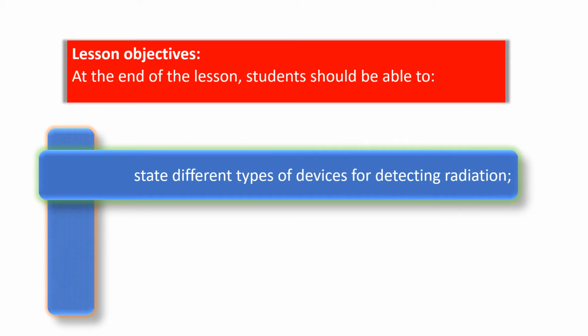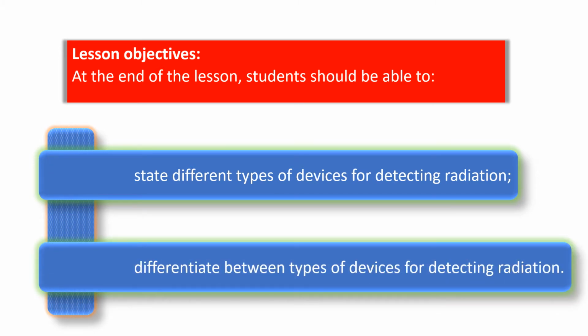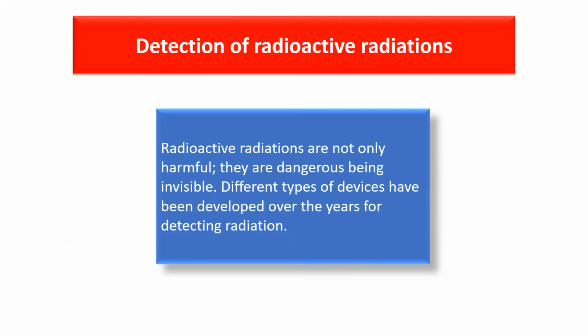Here are our lesson objectives for today. At the end of today's lesson, all the students in this class should be able to state the different types of devices for detecting radiation. Number 2, at the end of this lesson, all the students should be able to differentiate between these types of devices for detecting radiation. Dear students, you all need to know that radioactive radiations are not only harmful, but they are also dangerous because they are invisible. And different types of devices have been developed over the years for detecting these radiations we are talking about.